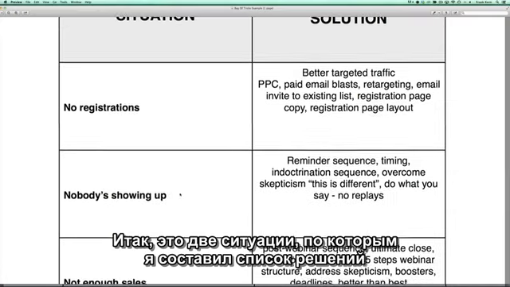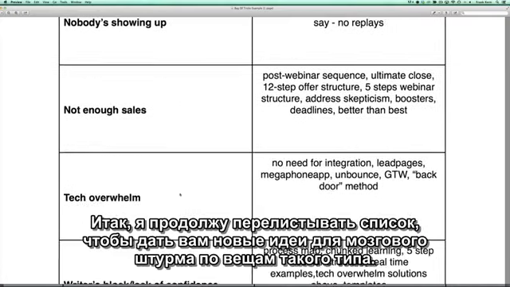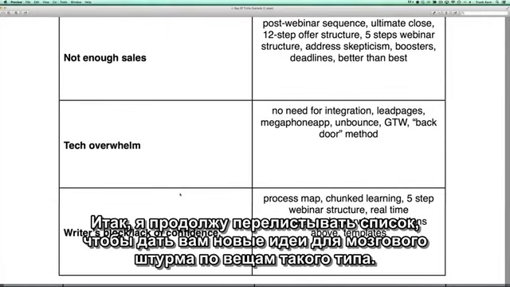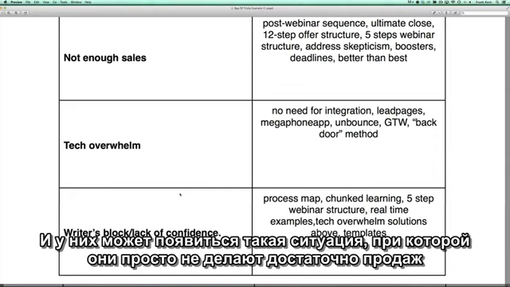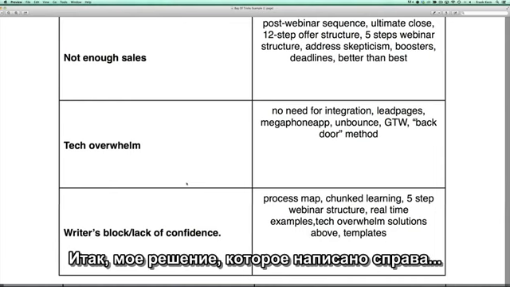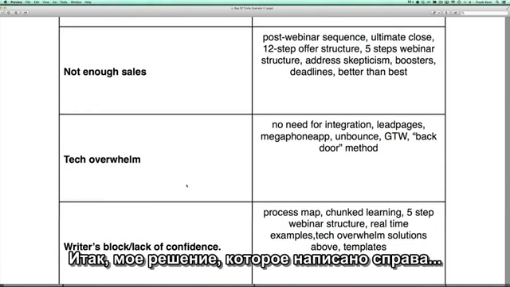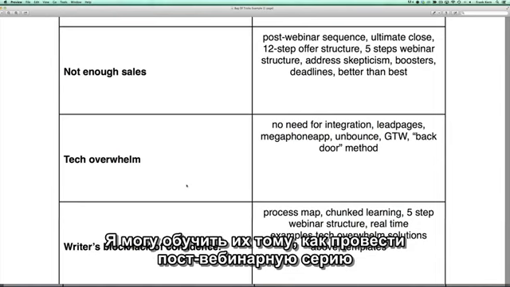Okay, I'll scroll down a little bit to give you some more ideas of how to brainstorm this type of thing. Let's say the same crowd, people who want to sell stuff on webinars. They might have a situation in which they're not getting enough sales. My solutions, written on the right-hand side, are that I could teach them how to do a post-webinar sequence.